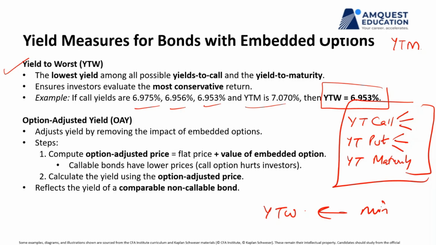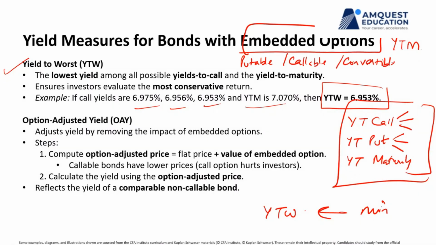Then comes option adjusted yield, one more type of yield, but this is only applicable to bonds which are called embedded option bonds. If you remember, we talked about three types of bonds: puttable, callable, and convertible. These three types of bonds are bonds with embedded options. So option adjusted yield adjusts yields by removing the impact of the embedded option.